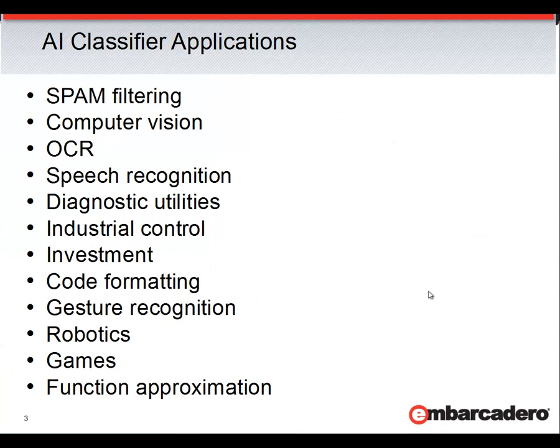Now we'll cover some artificial intelligence with Intelligence Lab. Before we go, we first have to understand what we can do with artificial intelligence. We can implement spam filters, we can implement computer vision, OCR, speech recognition. We can develop diagnostic utilities, industrial control, investment tools for automatic trading, code formatting, automatic code formatting obviously, gesture recognition. We can implement functionality for robotics, games, and we can do even common tasks such as function approximation. Obviously, all of those tasks are becoming more and more important, especially now with the introduction of iPhone 4S, which emphasizes exclusively on the new artificial intelligence functionality.